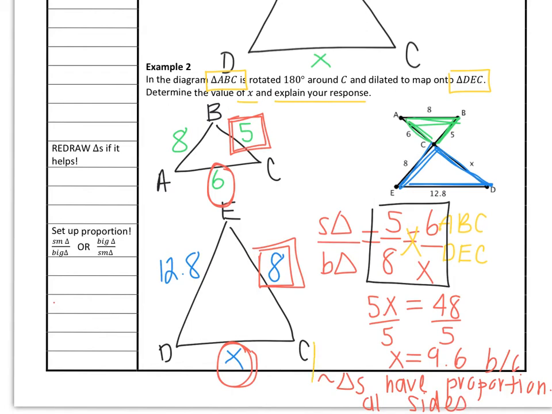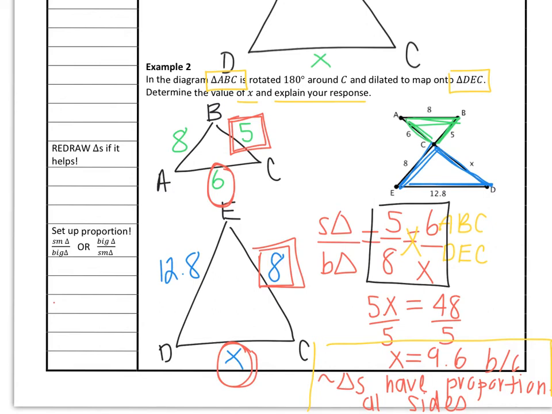Alright, and that's my explanation. Okay, so again, they're proportional because we had to set up this proportion right here. And then we cross-multiplied to get our x value. Okay. Hopefully that one made sense. If not, please stop the video now and call Miss Griffin, Miss Davis, or myself over.